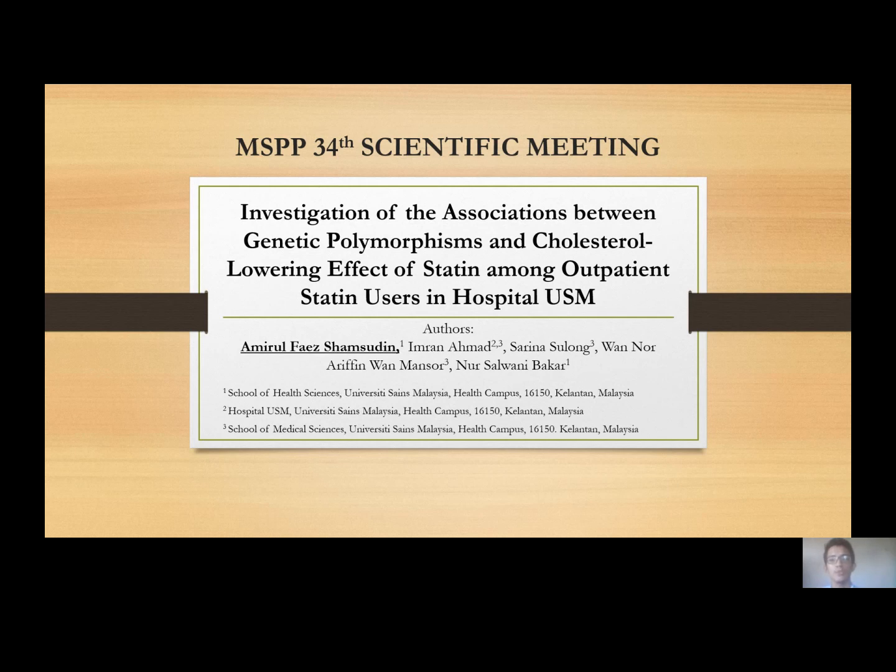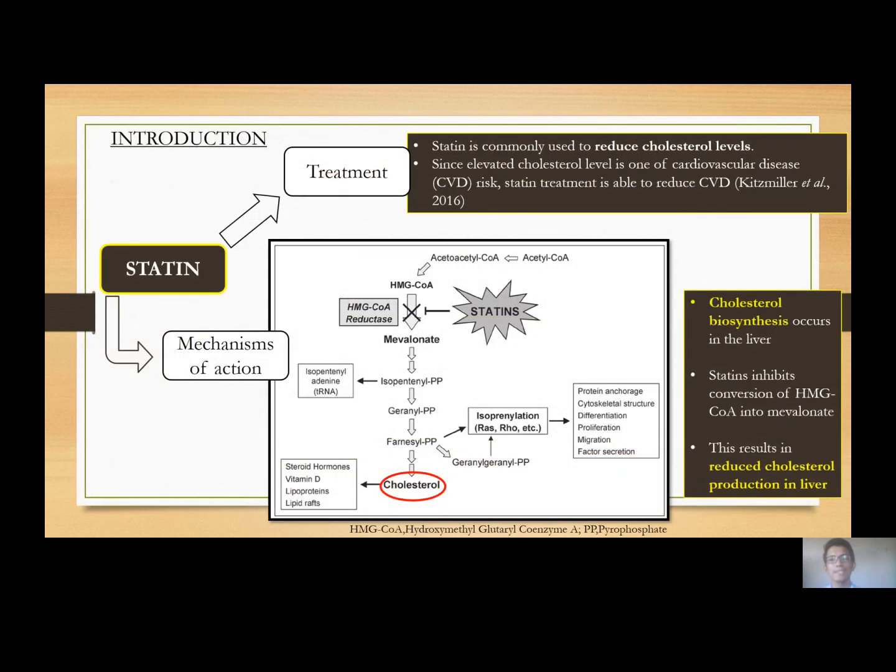So let's move on to the introduction. So what is statin? Statin is commonly used as medication to reduce cholesterol levels. The mechanism of action of statin takes place inside the liver during the cholesterol biosynthesis process, in which statin inhibits conversion of HMG-CoA into mevalonate, therefore causing reduced production of cholesterol in the liver.